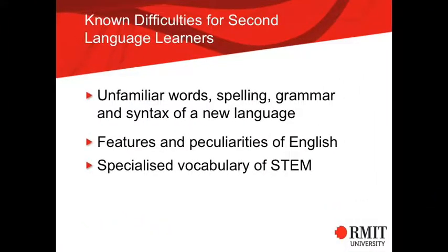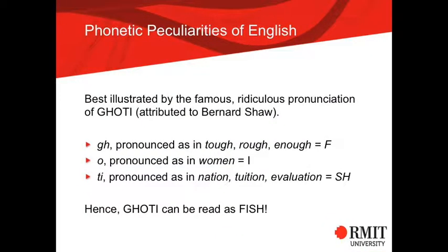I'm going to start with some of the known difficulties for second language learners. Now, in English, phonetics is a big problem. There is a well-known, famous and ridiculous pronunciation of "ghoti". This is attributed to Bernard Shaw. It shows that GH, if pronounced as in tough, rough, would be F. And O, as pronounced in women, would have the sound I. And TI, pronounced as in nation, tuition, would have the sound sh. Hence, "ghoti" can be read as fish. You can imagine the problems faced by a learner of English who is trying to grapple with new words, hearing the teacher pronounce things in class, having not a clue what is being said.